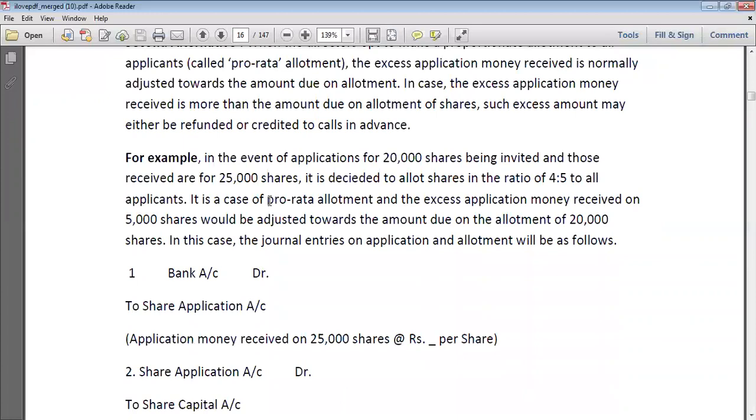Okay. So here, see an example. In the event of applications for 20,000 shares being invited, those received are for 25,000 shares. So the company issues 20,000 shares and applications are received for 25,000 shares. That means there is oversubscription of 5,000 shares. It is decided to allot shares in the ratio of 4 is to 5 to all applicants. What is the ratio 4 is to 5? That means the person who applied for 5 shares, 4 shares will be allotted to that person. A person who has applied for 5 shares, how many shares will be allotted to them? 4 shares. Okay?